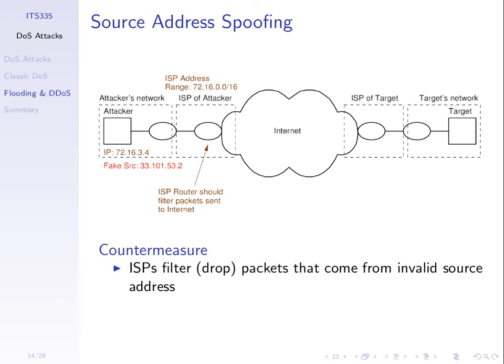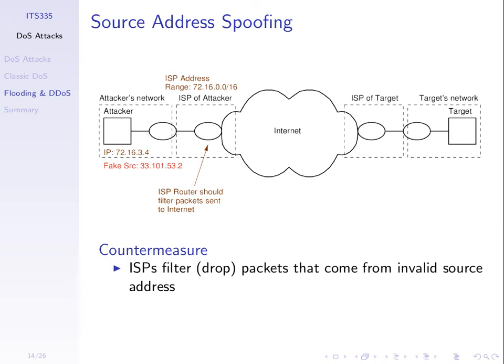So what the attacker does for their ping flooding attack is that when they send that echo request, they don't use their real IP address as the source. They generate a packet and they set the source address to be a fake one. Let's say they choose some fake random IP address, 33.101.53.2. If the attacker does that, then it's harder for the target to track the attacker. That's better for the attacker.